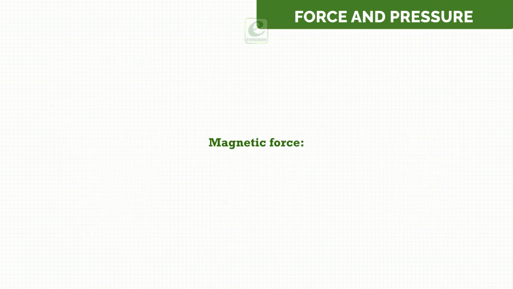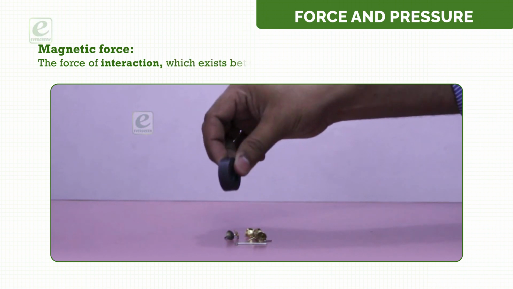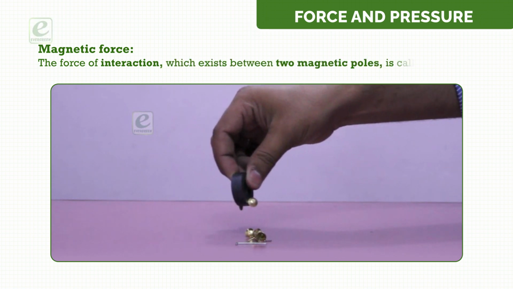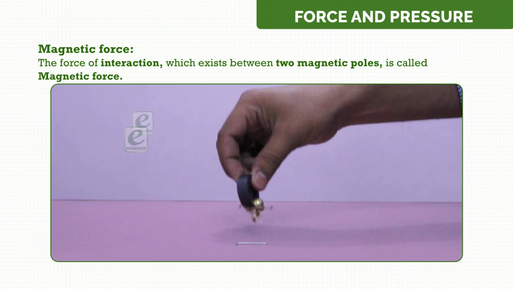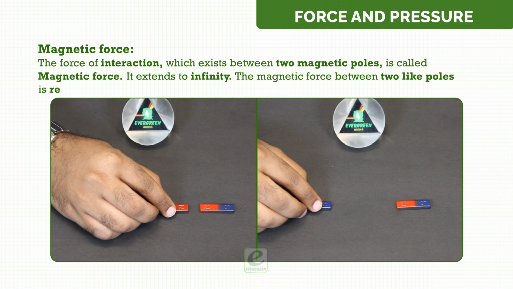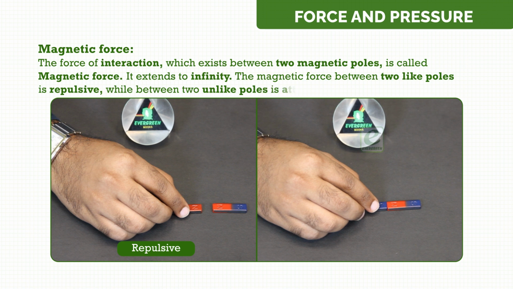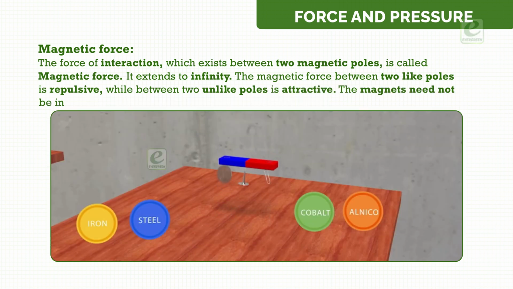Magnetic force. The force of interaction which exists between two magnetic poles is called magnetic force. It extends to infinity. The magnetic force between two like poles is repulsive, while between two unlike poles is attractive. The magnets need not be in contact to apply a force on one another.